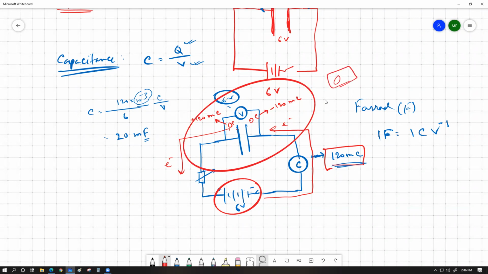Considering both the plates, how much charge is actually stored within a capacitor involving both the plates? 0. It's still 0. So a capacitor actually does not store any charge. Then what does a capacitor store?